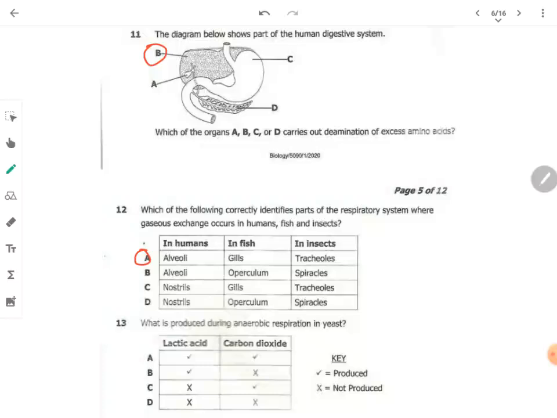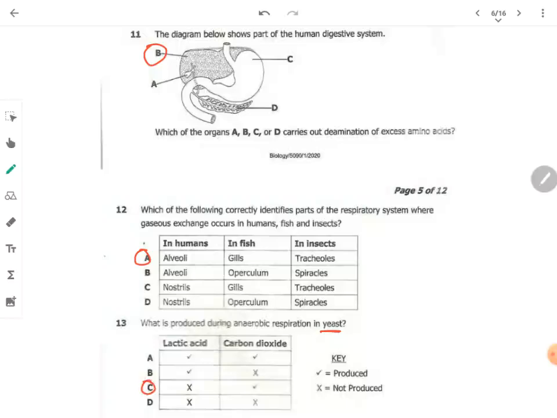Now, this is what you need to understand. There is the alcoholic fermentation. There's also lactic fermentation. In human beings, we have lactic fermentation, while in plants, we have alcoholic fermentation. So, in yeast, carbon dioxide is produced, lactic acid is not produced. So, the answer is C.